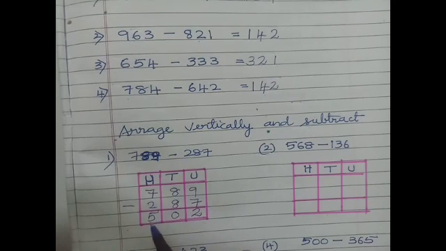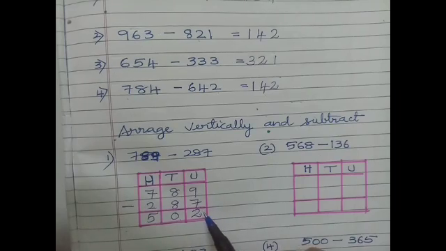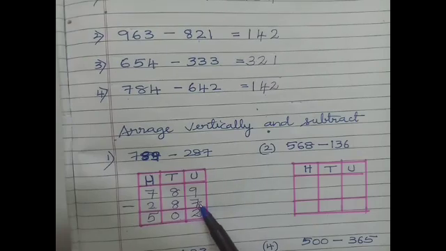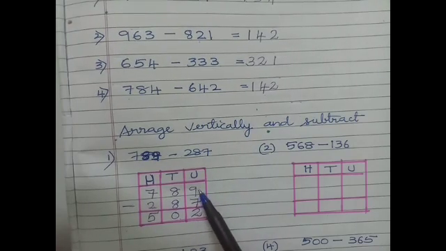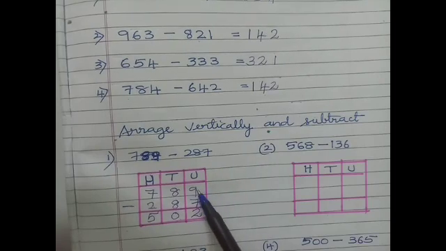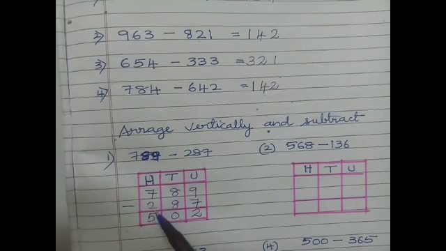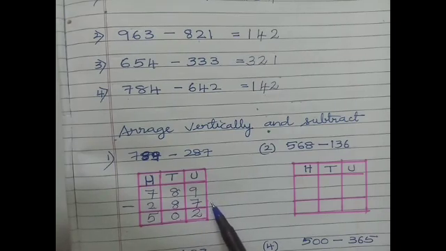Okay, children. And there is a method to cross check whether your answer is correct or not. In subtraction, what you can do is add the answer to the smaller number, then you should get the other number. 2 plus 7 is 9. 0 plus 8 is 8. 5 plus 2 is 7. So if you add these two numbers and you get this number, then your answer is correct. In this way, you can cross check your subtraction sum also.